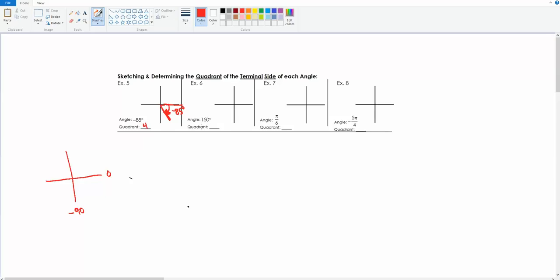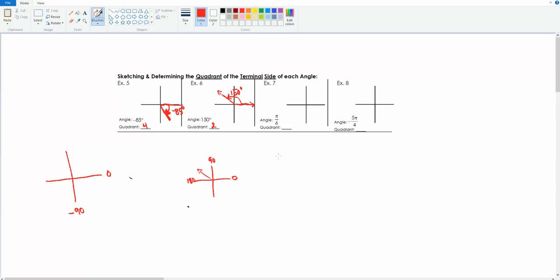The next example is 150. So let's start thinking about what we know. We know this is 0, this is 90, this is 180. So 150 has to be around here. So sketch it right here. From here to here would be 150 degrees, and it would be in quadrant 2. Always start from here.